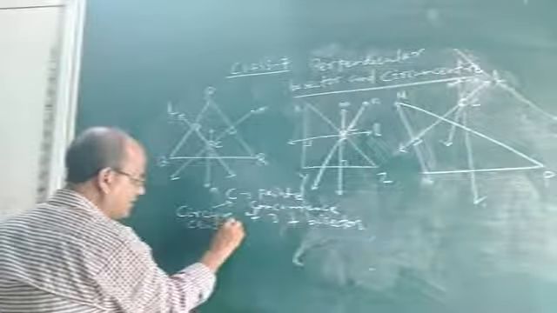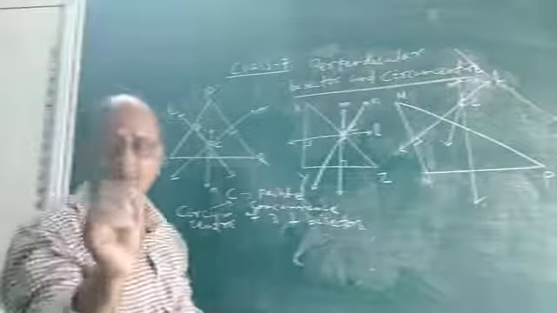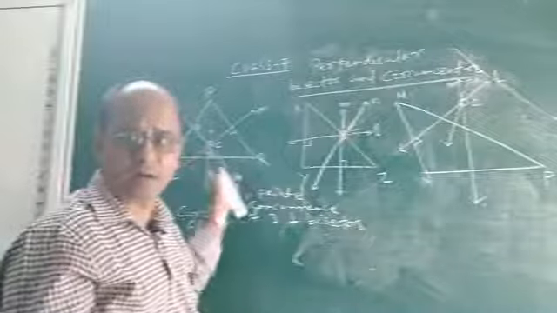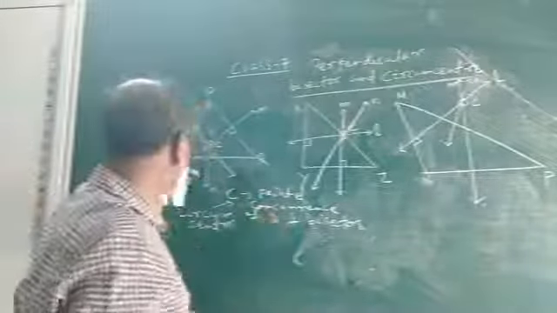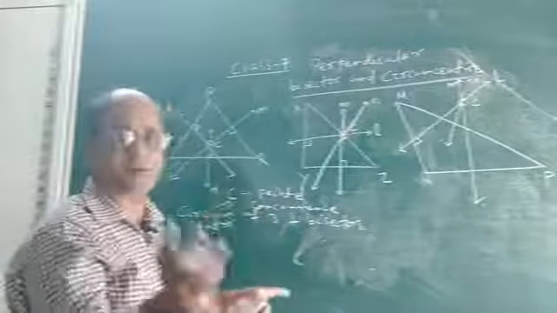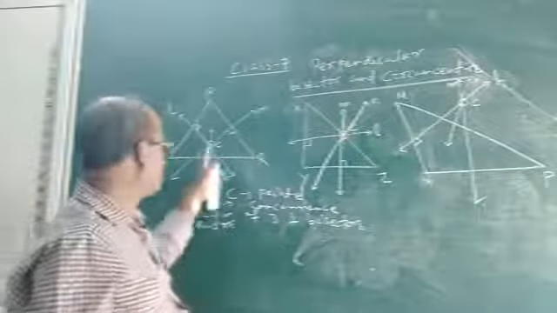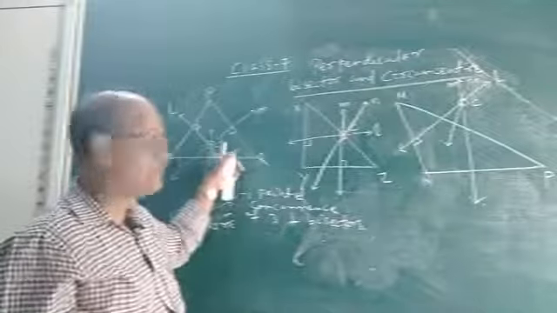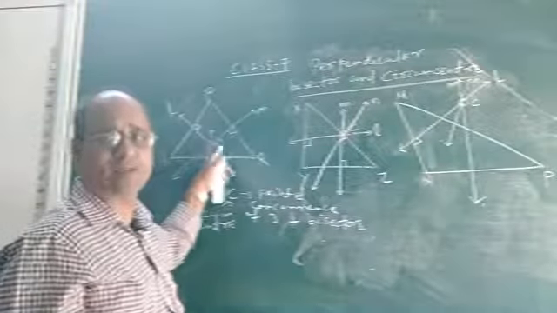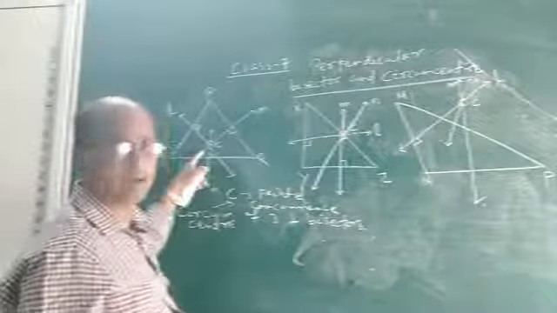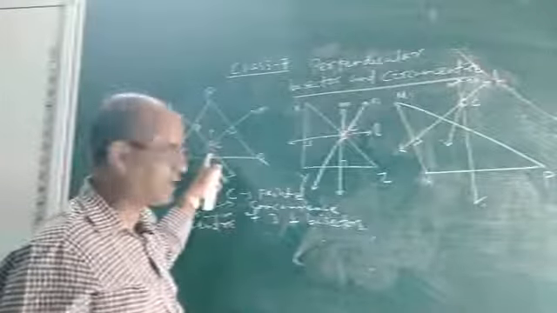See children, it is a new thing. So what is circumcenter? I hope you understood. Circumcenter means it is the point of concurrence, the point through which 3 perpendicular bisectors of 3 sides of a triangle pass. So that is circumcenter. So in case of acute triangle, where is the circumcenter located? It is located interior or inside of the triangle.